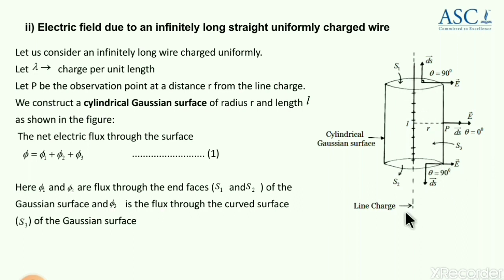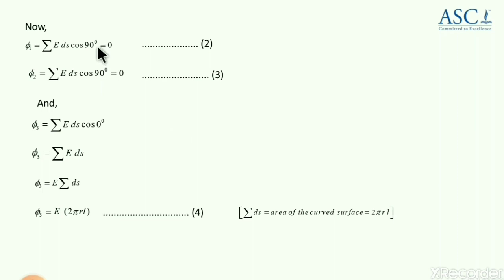So hence for S1 and S2, I hope you can make out what the answer will be. So it is summation of E ds cos 90, and here also phi 2 with cos 90. Since cos 90 is 0, you end up getting phi 1 and phi 2 as 0. And now the only flux left is phi 3.